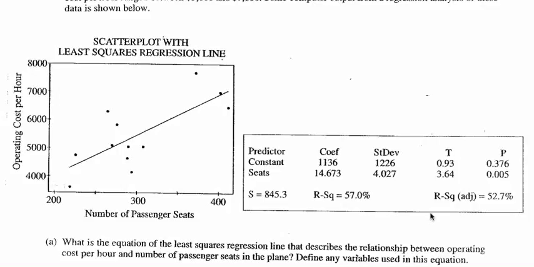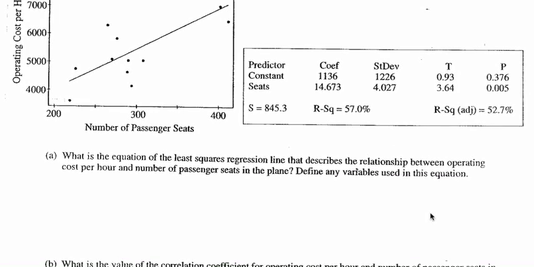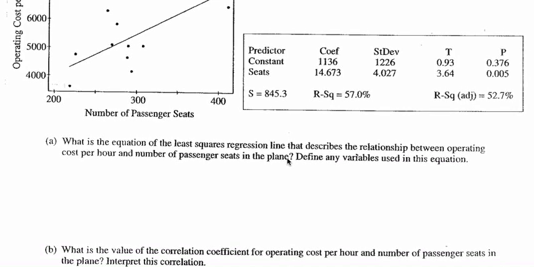So again, in part A, what is the equation of the least squares regression line that describes the relationship between operating cost per hour and the number of passenger seats in the plane? Make sure you define the variables used in this equation. I would offer they're even telling you. Read the question. They're telling you what the variables are. I can see it right here in the question.